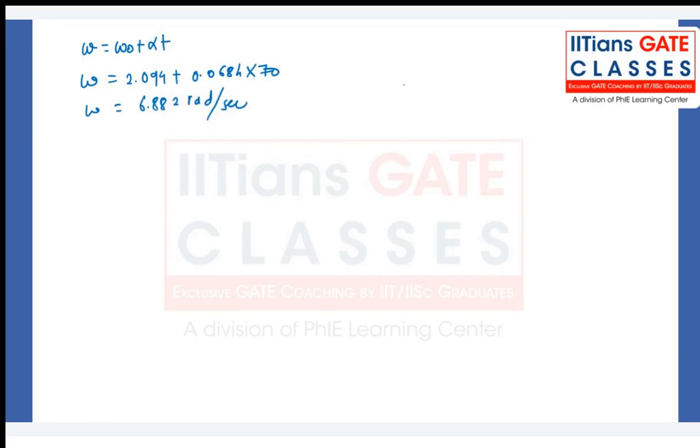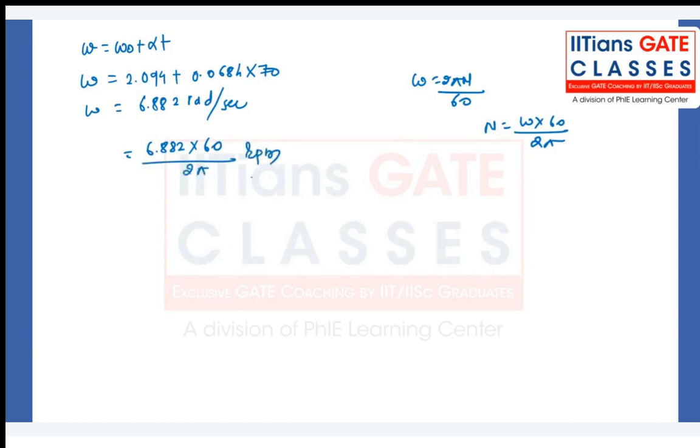If you want to convert it into the RPM, omega is equal to 2 pi N by 60. N will be equal to omega into 60 divided by 2 pi. So 6.882 multiplied by 60 divided by 2 pi will give you the RPM value. It is close to 65.718 RPM.